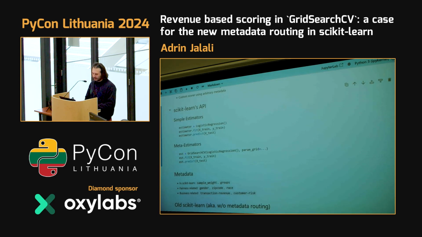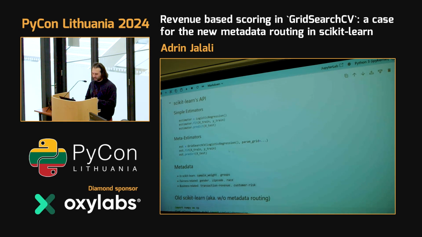The very basic API that everybody loves is fit predict. You have an estimator, a simple estimator, you fit on your data, and then you predict on your test data. In scikit-learn, meta-estimators behave exactly like estimators. A meta-estimator is something that takes another estimator and some other stuff and does something on top of that other estimator. An example would be GridSearchCV, where you try to find the best hyperparameters for your model. Again, once you have your GridSearchCV, it behaves like an actual estimator. You can fit predict on it.